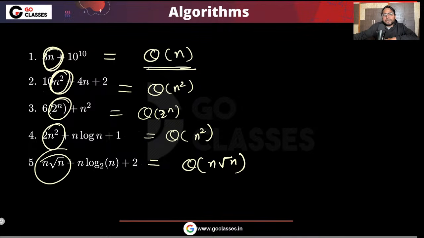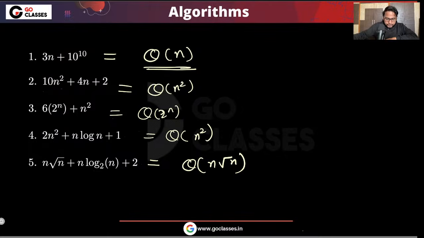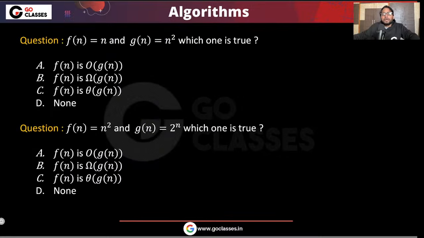So if you just write the most significant term, these are the thetas, right? Okay, these are the thetas. So I hope you understood. Now tell me which one is true. Fn is n and Gn is n square. Then can you say Fn is order of Gn? So which one is greater? Obviously Gn is greater, right? So Gn is greater than or equal to Fn.